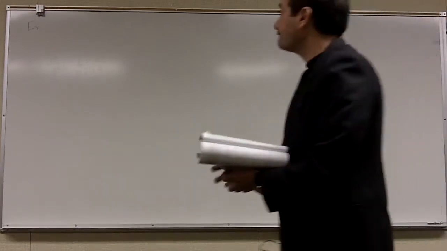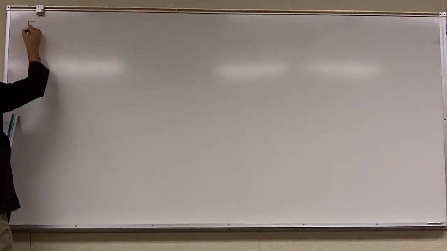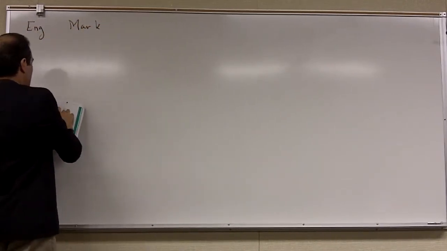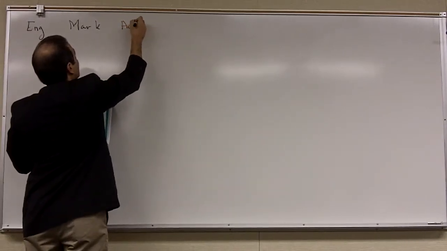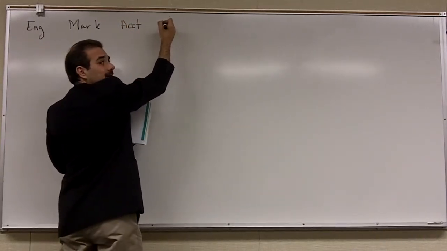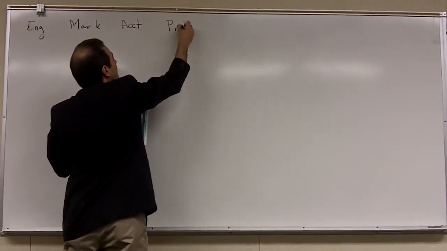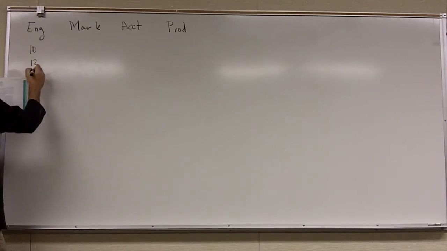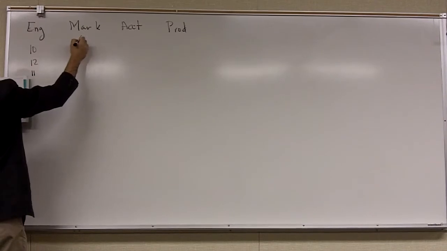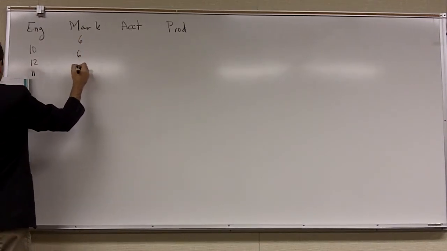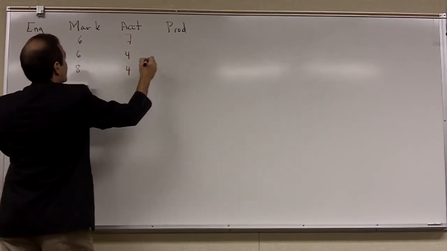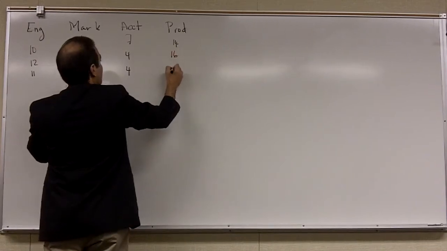So engineering, marketing, accounting, and what's the 4th one? Production. Thank you. Okay, and engineering had 10, 12, and 11, and marketing were 6, 6, and 8, and accounting was 7, 4, and 4, and production was 14, 16, and 13.